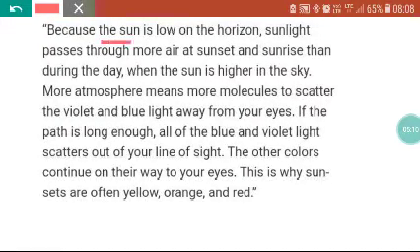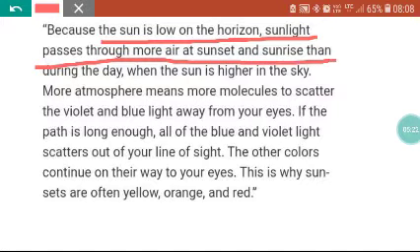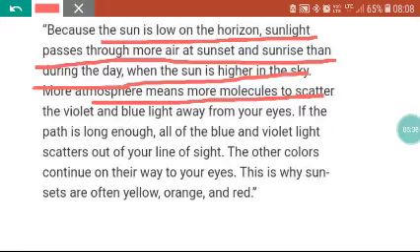The sun is low. Now we'll see the delayed sunset and early sunrise. Okay, now the sun is low on the horizon. Sunlight passes through more air at sunset and sunrise than during the day. Obviously, the sun has to travel more distance during the sunset, because at that time it is very far from us. Okay, when the sun is higher in the sky, it has to travel less distance, and at that time the sky appears blue only.